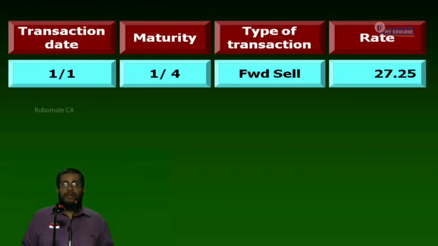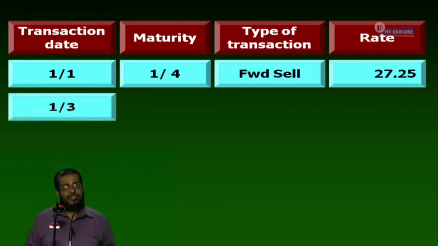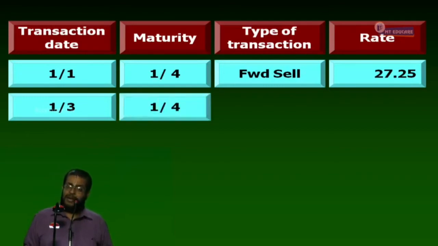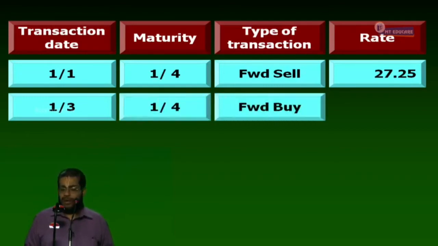Now, I wanted to cancel. I go to the bank after how many months? 2 months. I went for a 3 months forward and visited the bank after 2 months. So I enter the bank on 1st March. On 1st March, I went to the bank to cancel the April forward. So I enter into a forward on 1st April. That should be a forward buy.